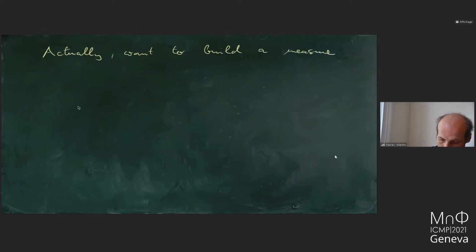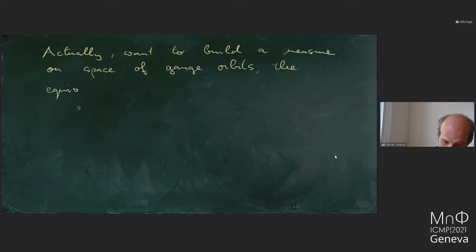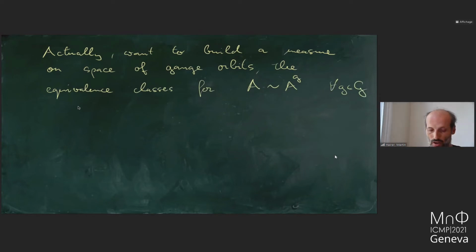So actually, we want to build a measure on the space of gauge orbits, which is the set of equivalence classes for the equivalence relation where A is considered to be equivalent to A^g for every g in curly G. Okay.